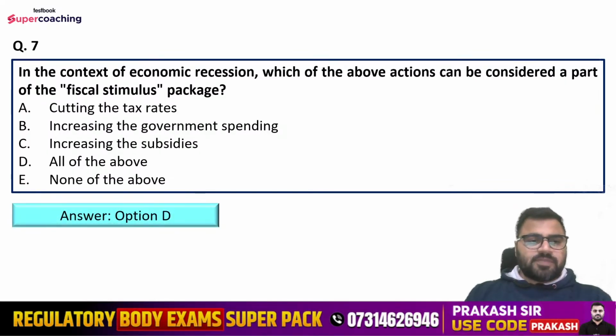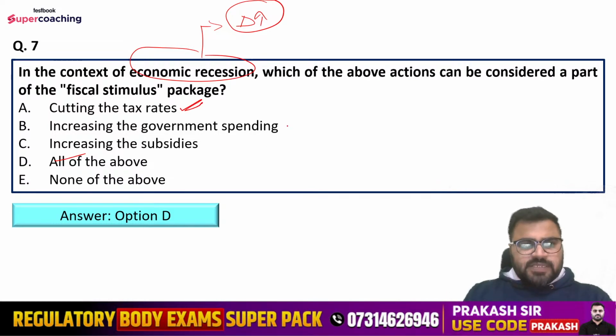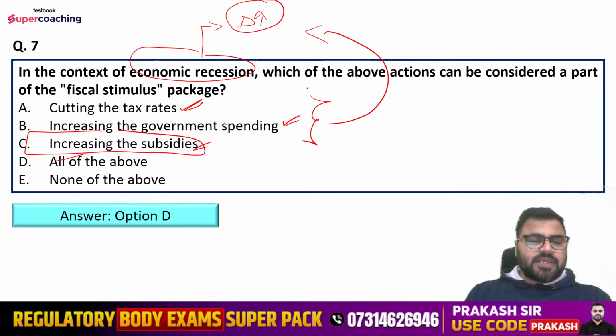So the right answer is option number D, that is all of the above, right? So we are talking about the economic recession, and in order to get rid of it, basically what needs to be done? Demand needs to be increased in the economy. How would demand increase? If the government cuts the tax rate, that will lead to an increase in net disposable income. If the government is increasing government spending, that will lead to higher income in the hands of the people. Increasing the subsidies, then people will have more money in hand to spend. So basically all of this leads to an increase in demand in the economy, and that will lead to an increase in production, employment, income, and further increase in demand, right? So that is why option number D is the right answer.